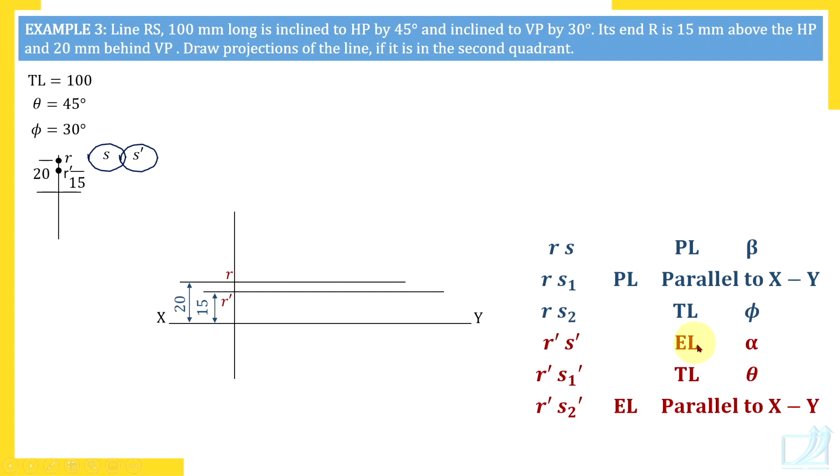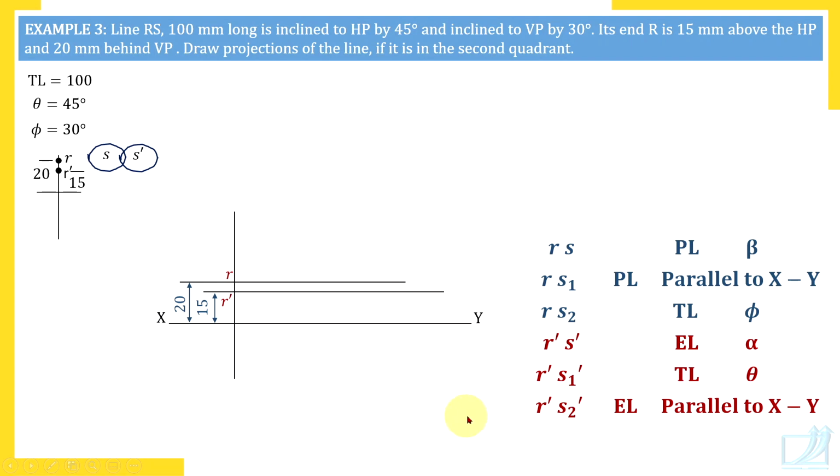Have you noticed there are 2 ELs? Both ELs are passing through R dash. That is why we say that rotate EL. There are 2 PLs, watch here, both PLs are passing through R. That is why we say that rotate PL. But remember, TL is RS2 and TL here is R dash S1 dash. There are also 2 true lengths in your drawing. But remember, we never rotate true length because watch here, these 2 true lengths have no common point. So never rotate true length, remember.